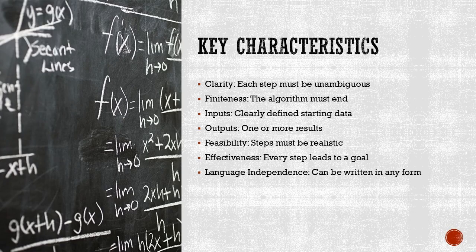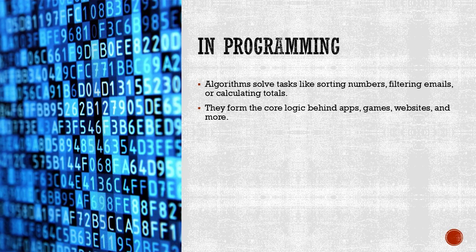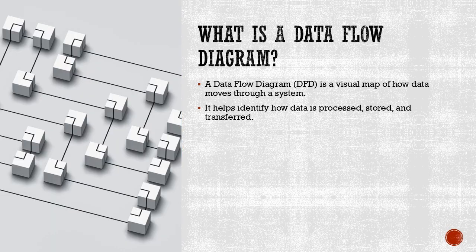Algorithms aren't just found in code. We use them in real life every day. Think about brushing your teeth. You pick up the toothbrush, apply toothpaste, brush the top teeth, then the bottom teeth, then rinse. That's an algorithm, a logical series of steps to complete a task. In the programming world, the same idea applies, but instead of brushing teeth, the algorithm could be sorting numbers, filtering emails, or calculating tax.